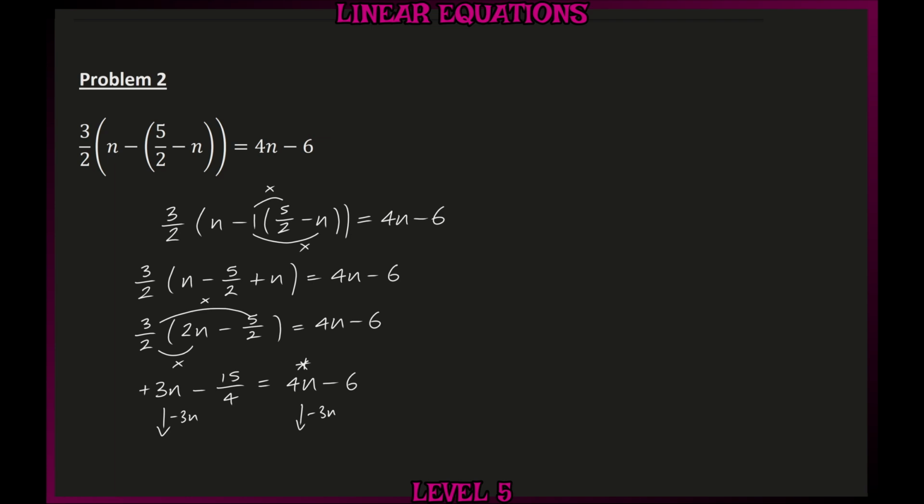Now on the left, 3n minus 3n is 0, so we're just left with minus 15 over 4, and on the right, 4n minus 3n is 1n, or just n, and we still have a minus 6 there.